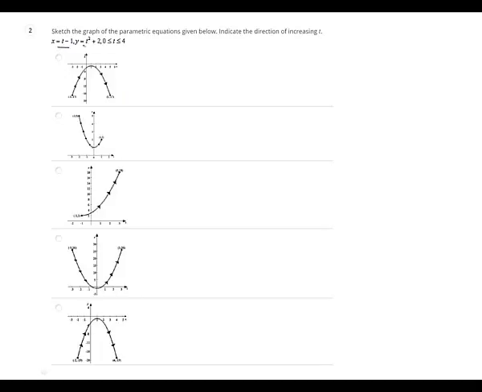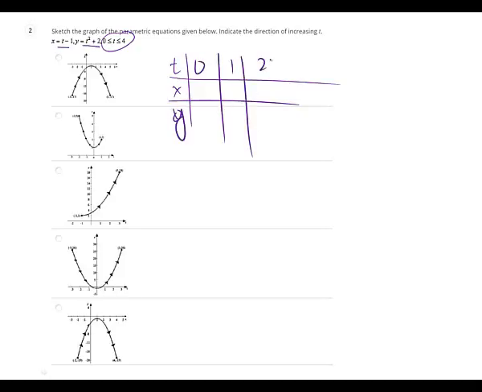Let's talk about this one here, okay? Do you use the same T numbers? Yeah, look at what it says right here, 0 to 4. So x, sorry, y: 0, 1, 2, 3, 4. So it told us our T's right there at the end.